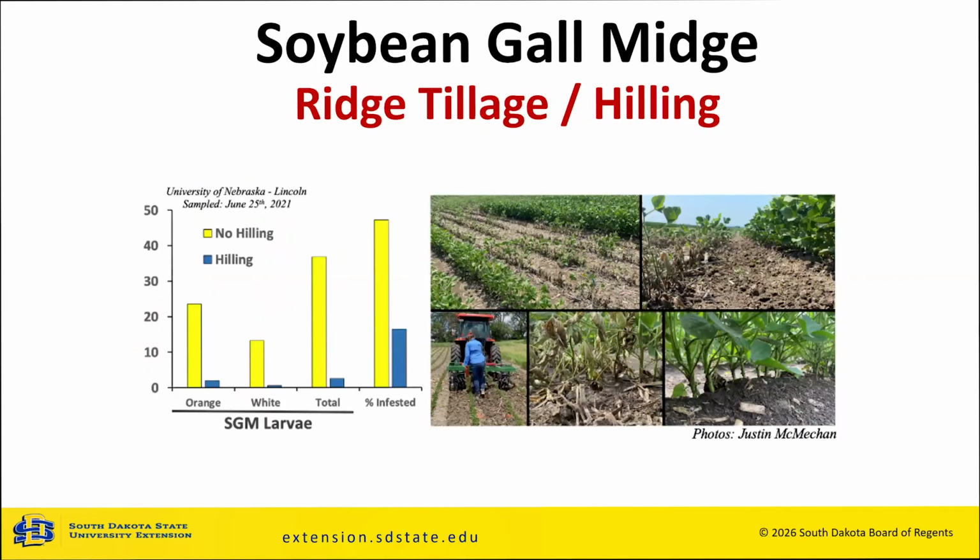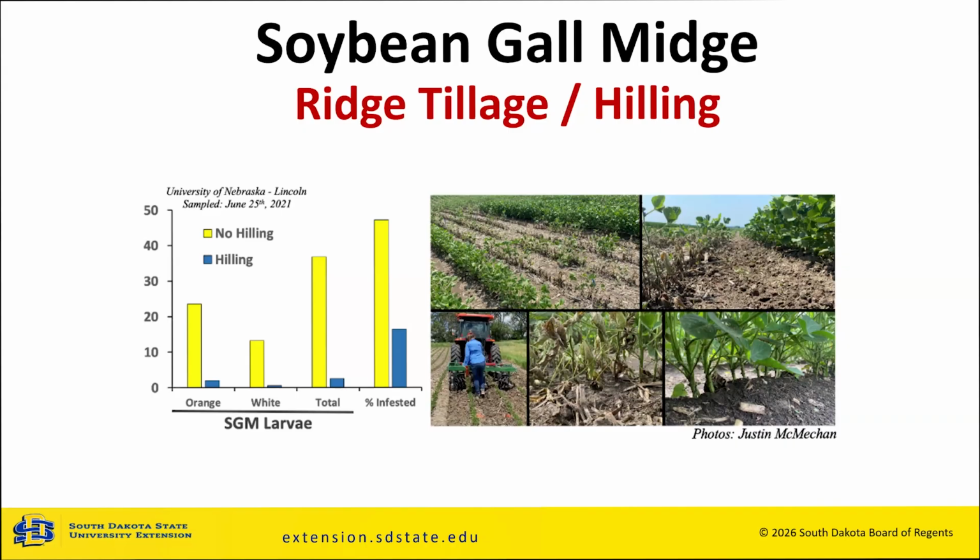However, Justin McMechan has been doing some pretty thorough research on the gall midge in Nebraska. There are two management tactics that he found that have a significant effect on soybean gall midge. The first one being ridge tillage or hilling. So you can kind of see the pictures here. In the bottom left is an example of them doing that ridge tillage. And what that does is it pushes soil up against that stem and it prevents those adults from getting into that soybean stem. You can see that in the bottom right picture, just above Justin's name there.